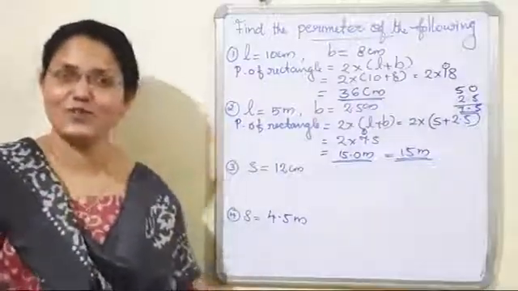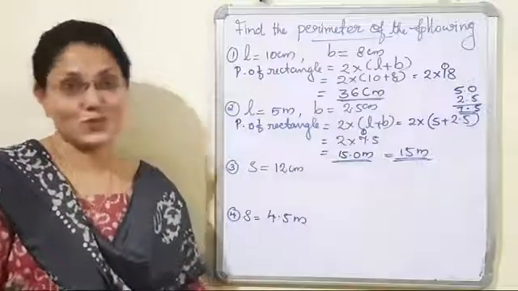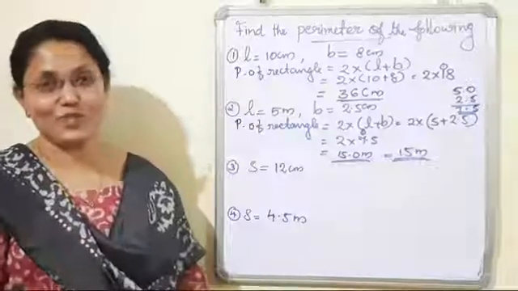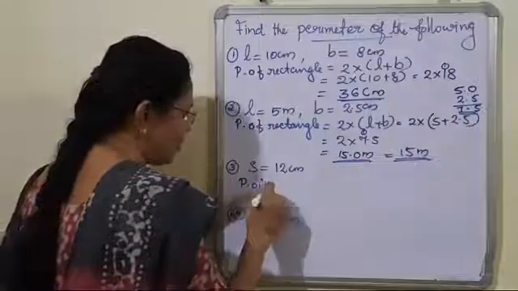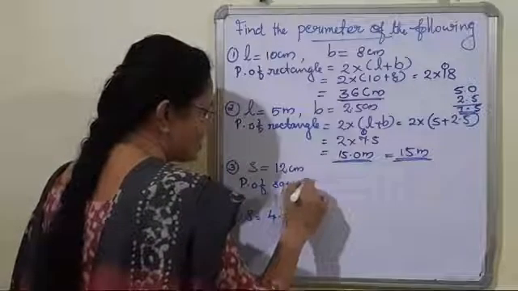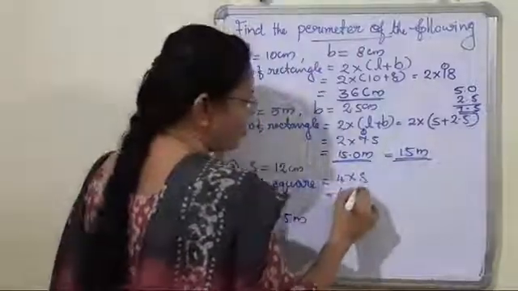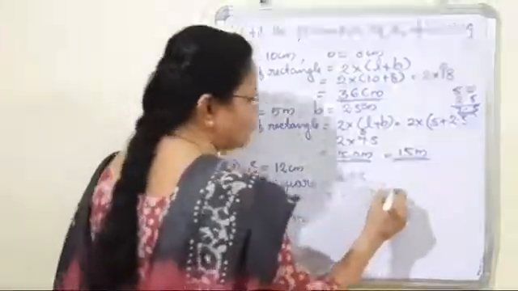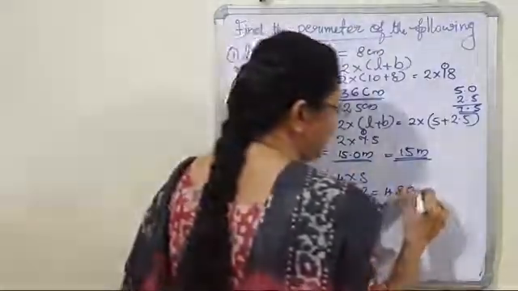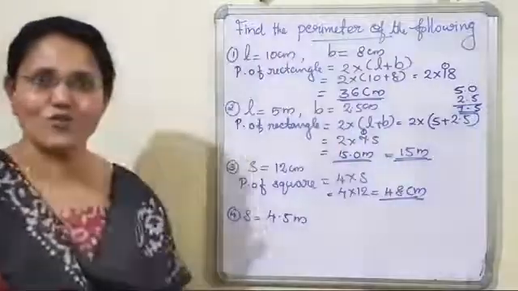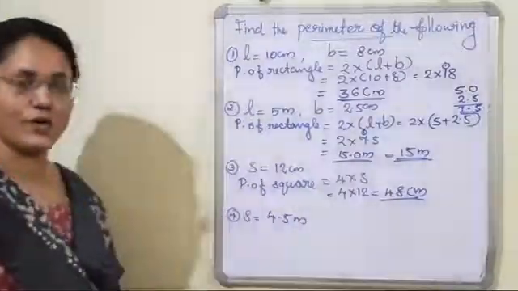Next, side is given. If only side is given, what is the shape of the figure here? Yes, it is a square. What is the perimeter of a square? Yes, perimeter of a square is equal to 4 into side. It is equal to 4 into 12. What is 4 into 12? 4 2s are 8. 4 1s are 4. 48. The unit which is given is centimeter. Therefore, here the answer is 48 centimeter.